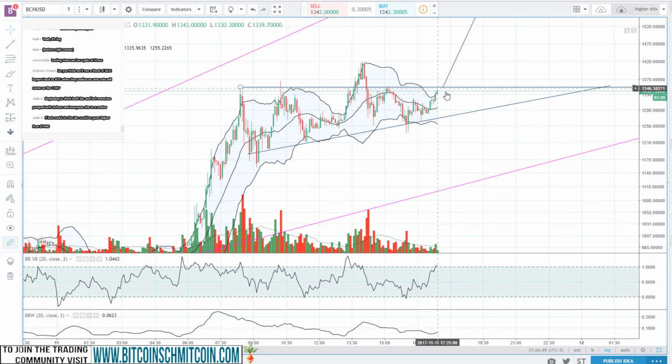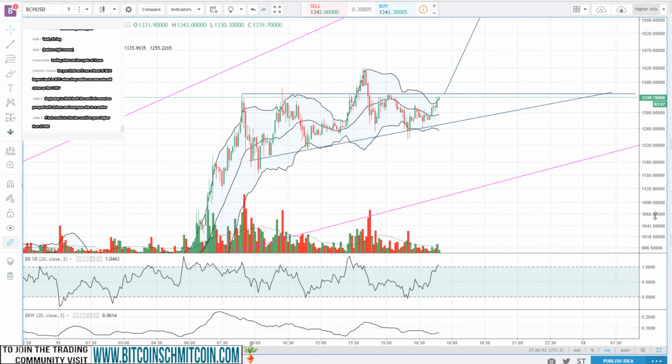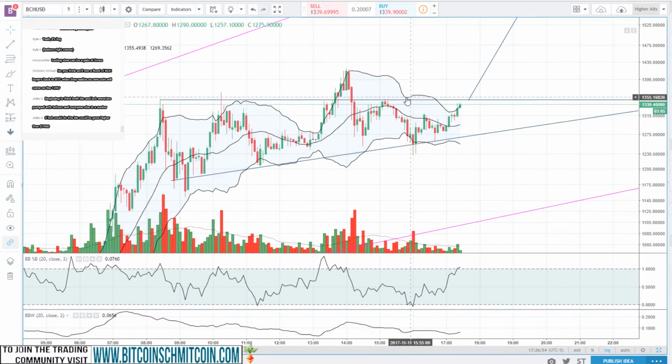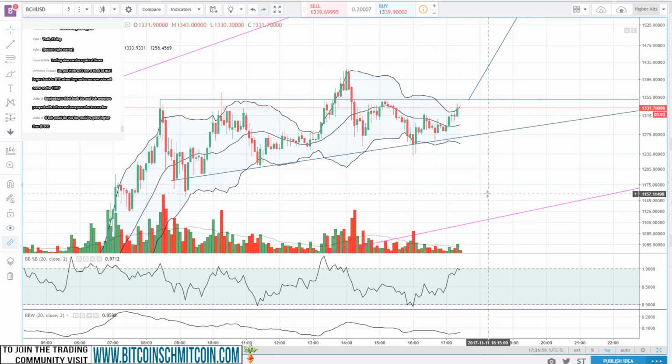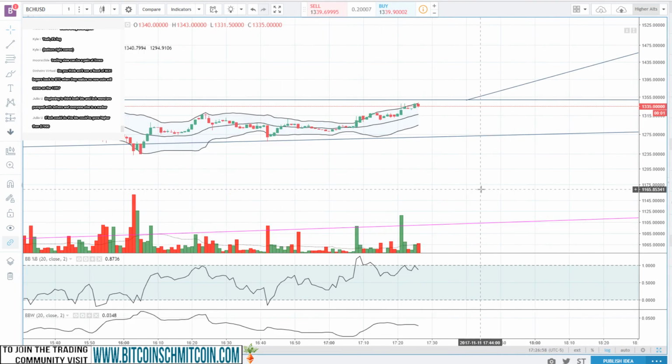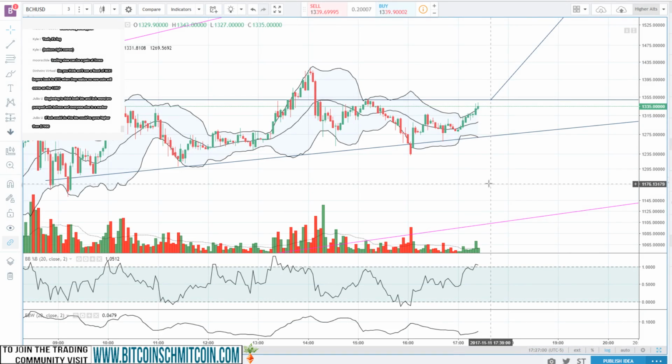We see here we're coming up on a test, which is nice. This is what we want to see. We're coming up on a test of this high. We want to see it on increasing volume. Let's go to the 3 minute, a little cleaner.